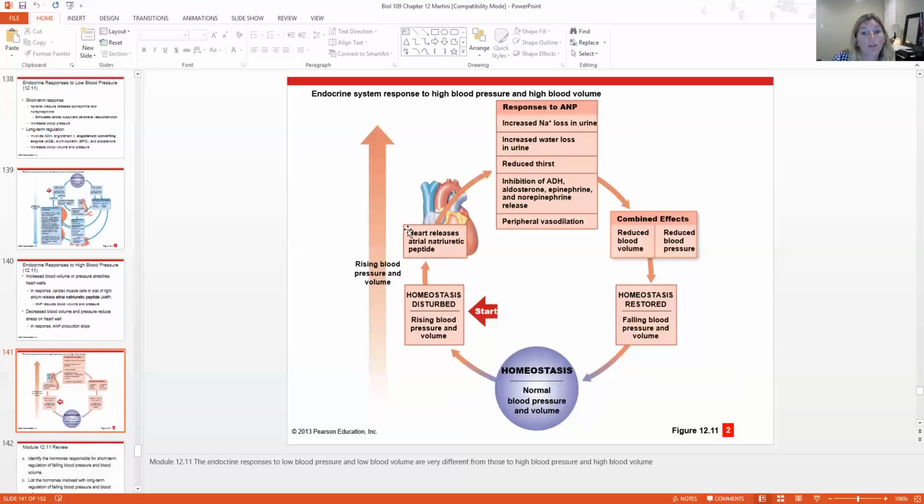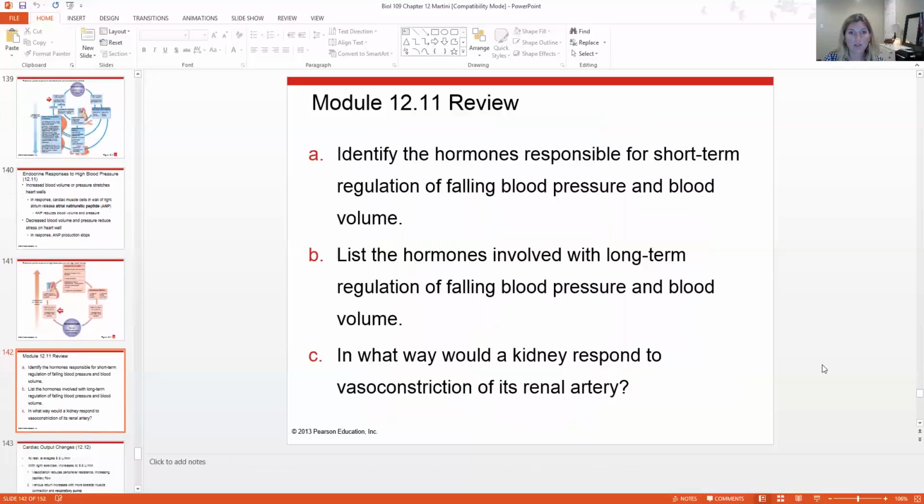So your heart releases ANP, causing you to lose sodium in your urine, causing you to lose water in your urine, reducing thirst by inhibiting ADH, aldosterone, epinephrine, and norepinephrine, and promoting peripheral vasodilation, all those resulting in a decreased blood volume, decreased blood pressure. So you're going to have an overall systemic decrease in blood pressure and decrease in blood volume. You can pause the video here, go back and answer these three questions.